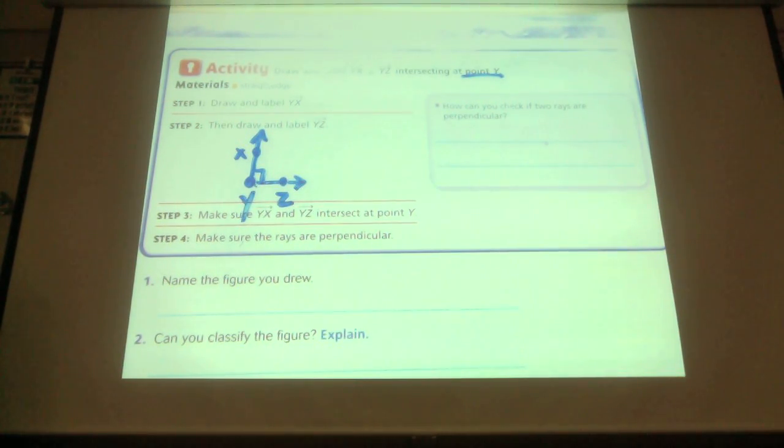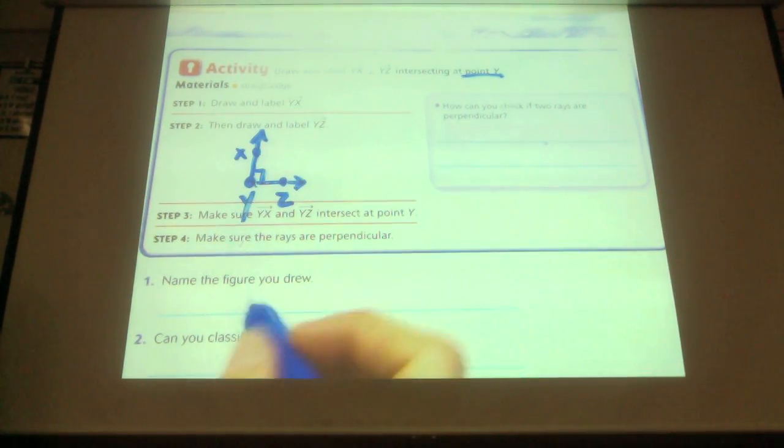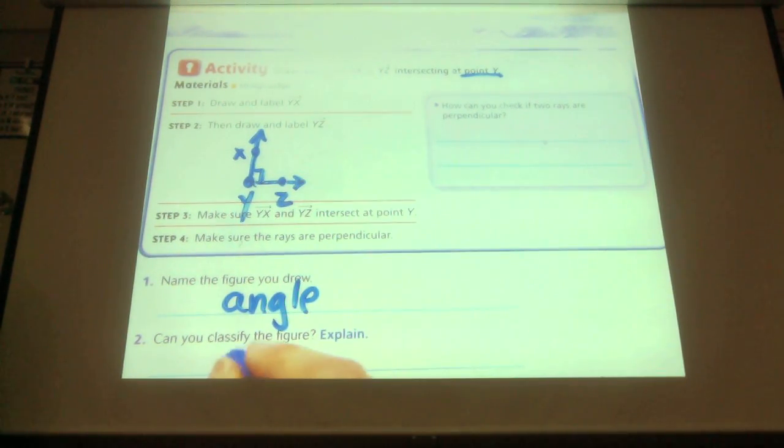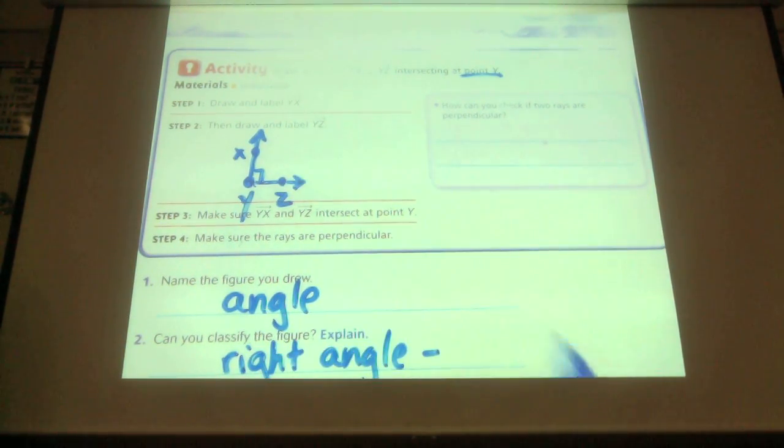What is the figure we drew? What is it? A line? Is it a segment? What is it? Right angle. But plainly, it's just an angle. Now, if we classify it, then we throw the next word in, which is right angle. Go ahead and explain in words why you know that this angle forms a right angle.